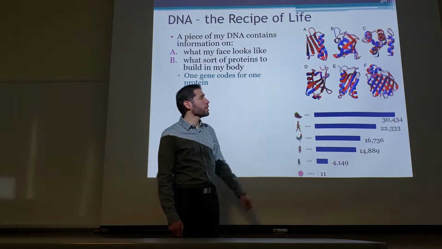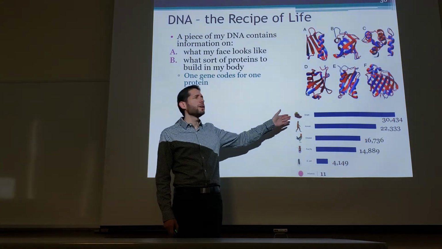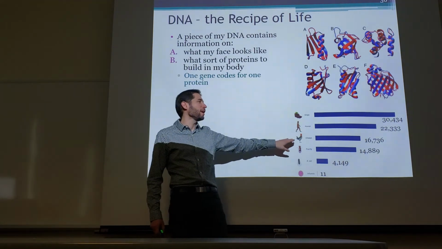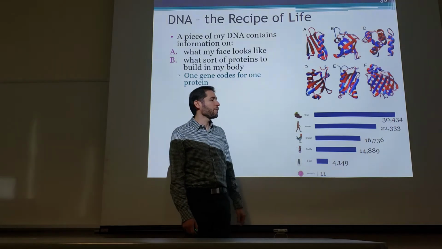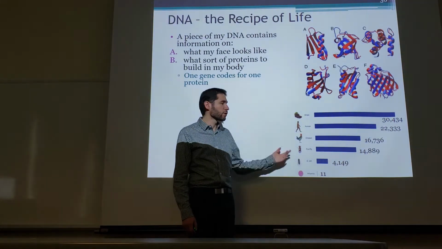Grapes have 30,000, way more. That's why wine is so much more interesting than most people you've ever met, right? Chickens are actually not that far behind. We're at 22, they're at 17, almost 1,000. A fruit fly at 15,000. E. coli at 5,000 or 4,000, surprisingly, right?